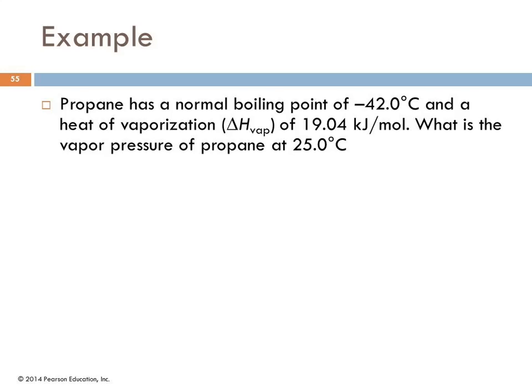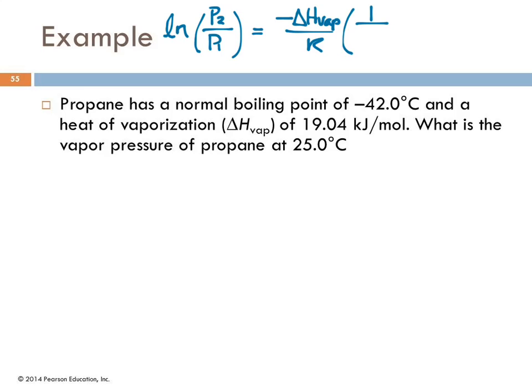So the natural log of P2 over P1 is equal to negative delta H, the heat of vaporization, over R, times 1 over T2 minus 1 over T1.